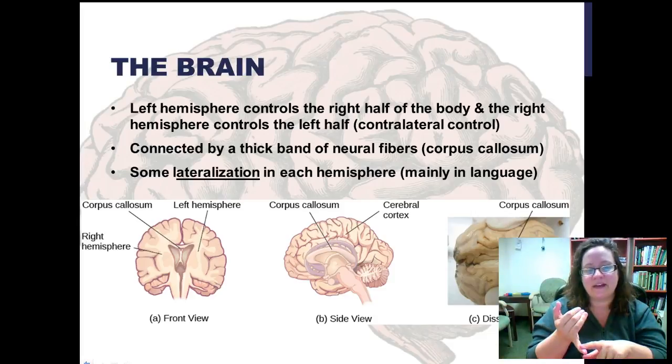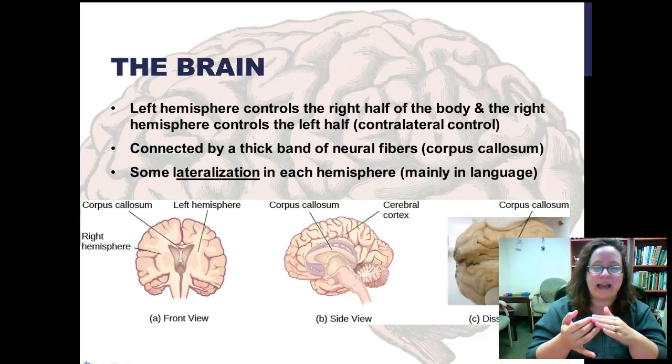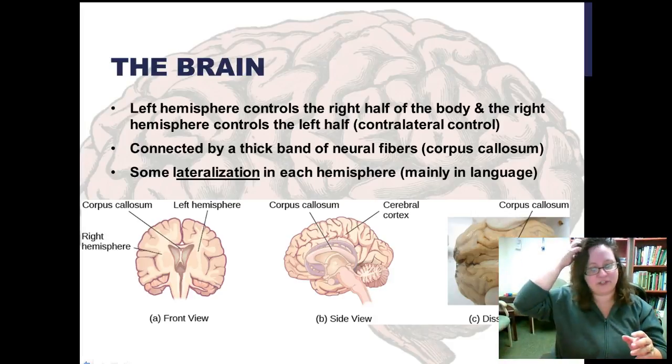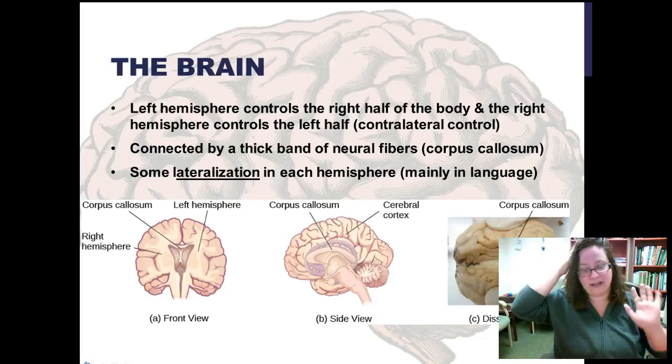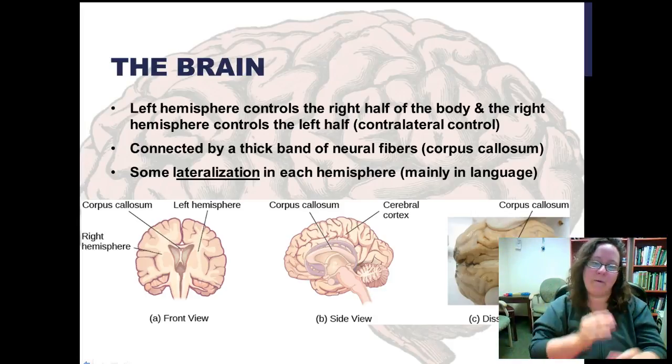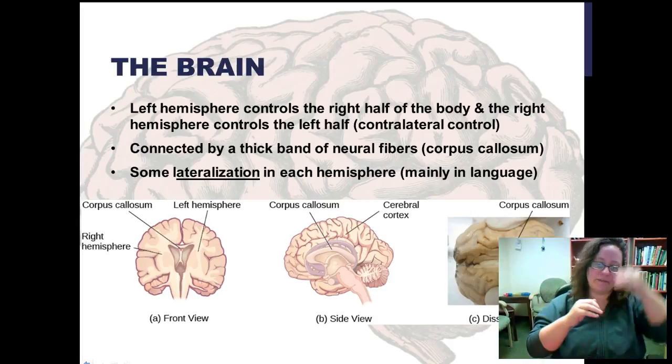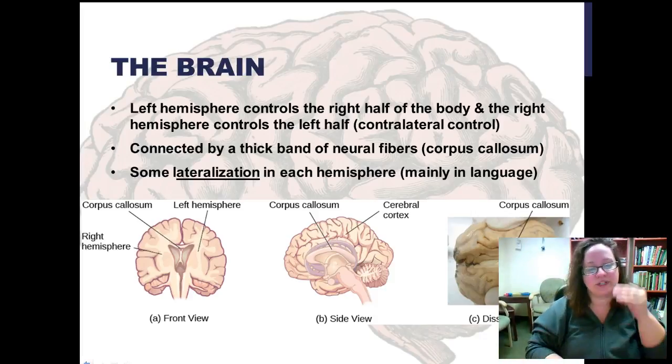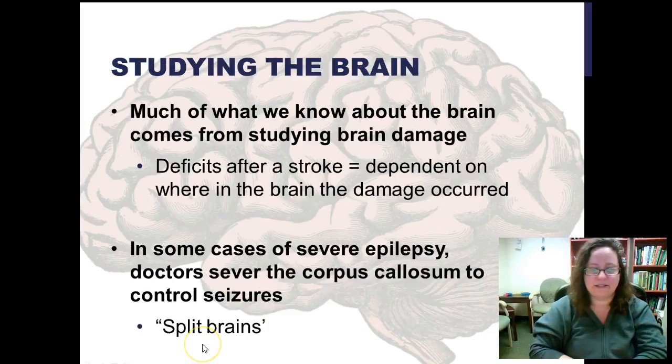The left hemisphere controls the right half of the body. The right hemisphere controls the left half. So, if you have a stroke on the right side of your brain, we would expect the deficits to show up in my left side of my body. So we call that contralateral control. The two hemispheres of the brain are connected by the corpus callosum, which is a really thick band of fiber, and then we've talked about the lateralization.